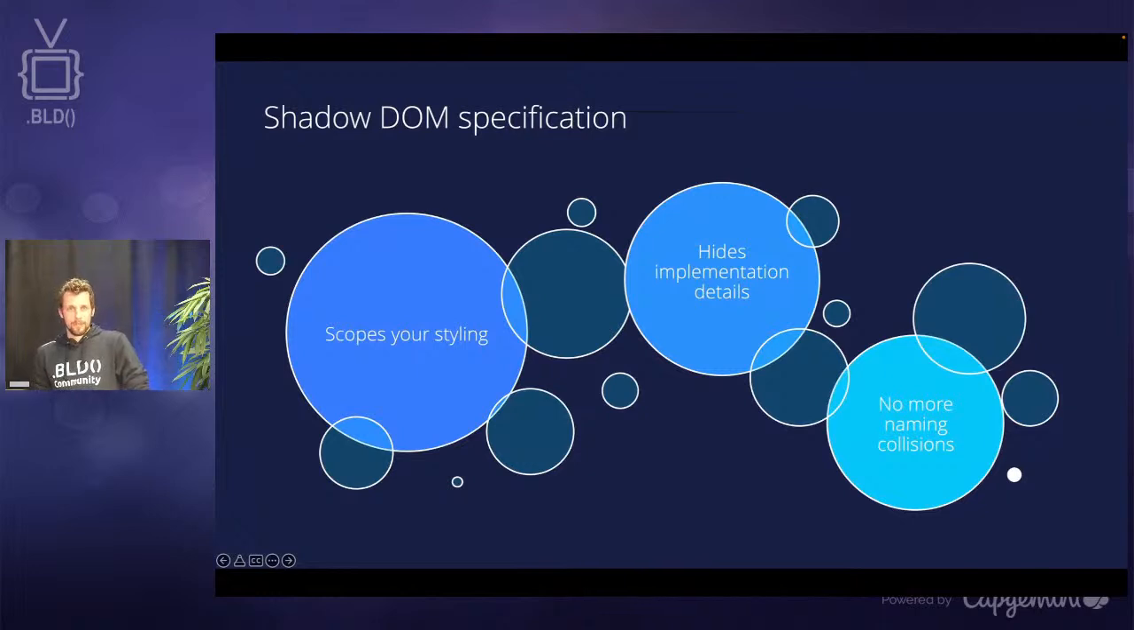The Shadow DOM specification was actually created to fix exactly those issues. It introduces the possibility to scope your styling and hide the implementation details of your custom component. This makes it possible to use a web component wherever you want without having to worry about naming collisions or styling issues.